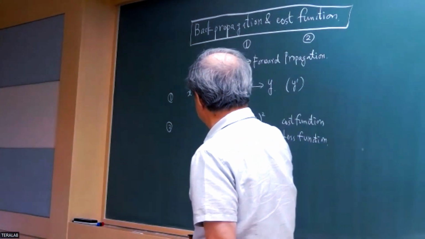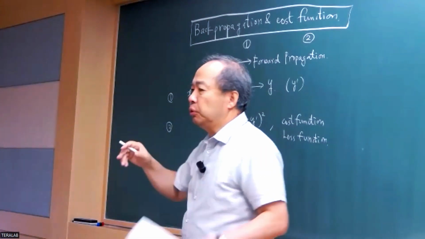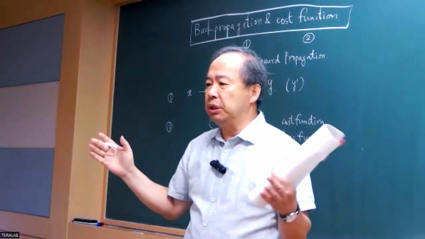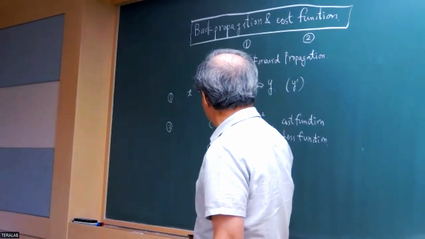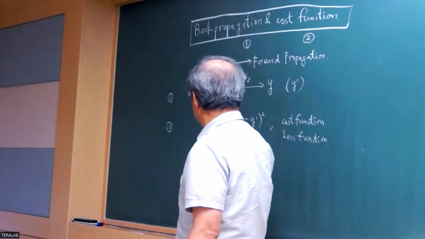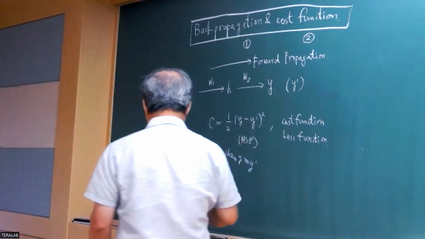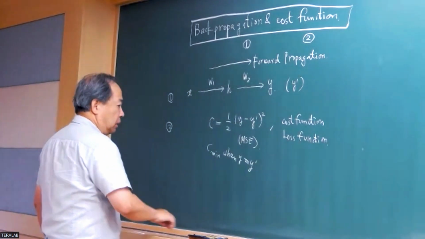Please remind yourself that the W1 and W2 matrix size is huge. So to determine whole matrix element of W1 and W2, we have to do a lot of forward and backward propagation.